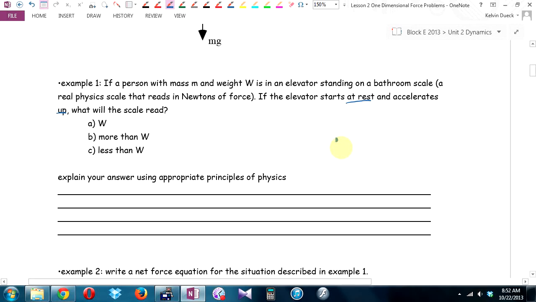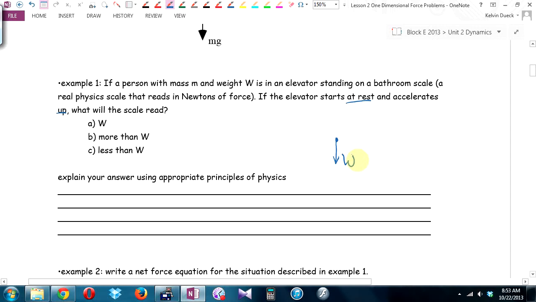What are the forces acting on this person? Get the obvious one. Now, normally I'd call that mg, but what did they call the force of gravity in this question? I'll use a W for weight. I'll use their notation. Okay.